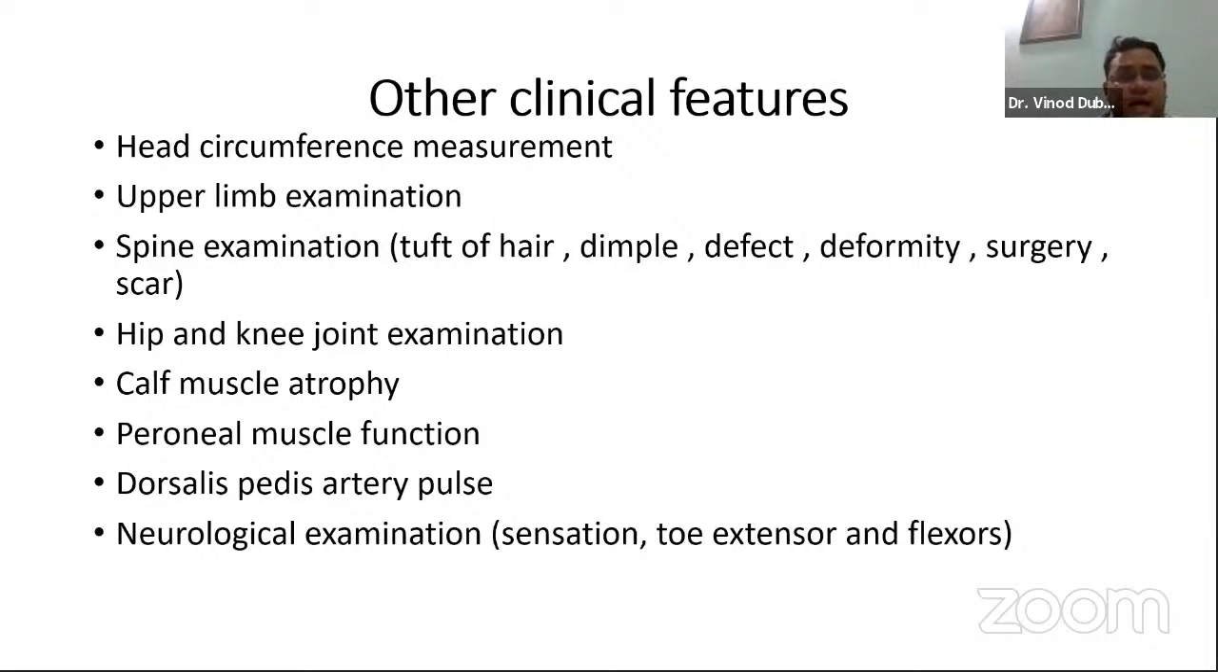The other clinical features which have to be documented and looked for are head circumference, upper limb examination, spine, hip and knee, calf muscle atrophy, peroneal muscle, dorsalis pedis artery, and neurological examination. Because these findings are going to tell whether there is a chance of recurrence, whether you can get a full correction, whether the child will require different types of bracing, whether the child will require surgery, what extra precautions are to be taken while putting the cast, or if you're contemplating surgery, what steps are to be taken. All those pictures will come into play if you do all this examination, and this has to be ruled out before labeling the child as idiopathic CTEV.